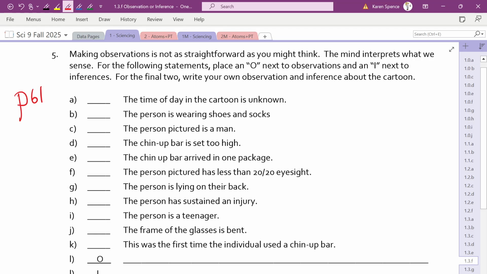So folks, if you finish the story, you're going to highlight or underline your observations in one color, your inferences in another color. If you've done that on page 62, you're going to label each of those things in number 5 as either O for observation or I for inference. And then the last two, you're going to write your own observation that's different about that picture and your own inference. If you want to work ahead, you can do page 62. Okay?